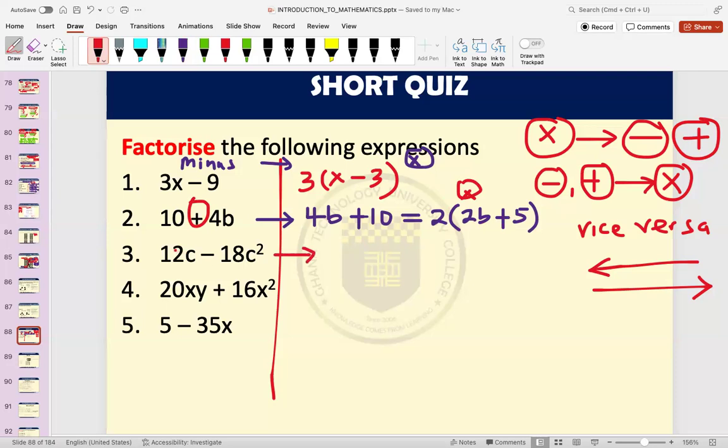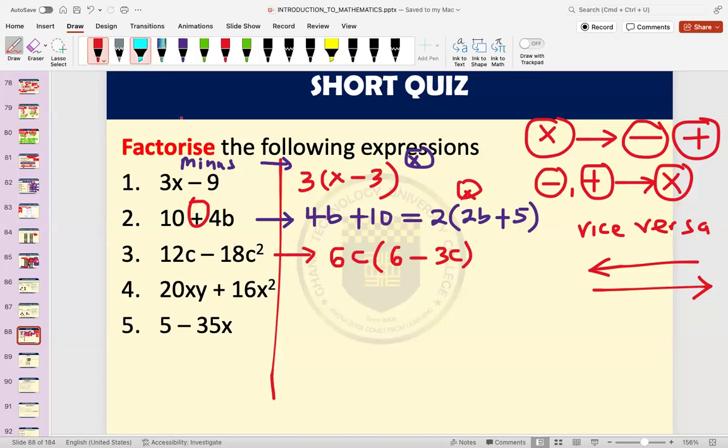What number is common to 12 and 18? We can use 6, so we pull 6 out. C squared, that is also common. We pull 1c out. After that, what are we left with? We are left with 6 for the first term, and then we are left with 3c for the second term. This is what we have done.